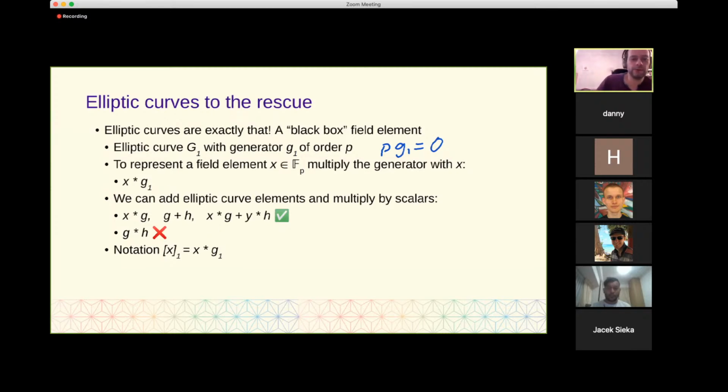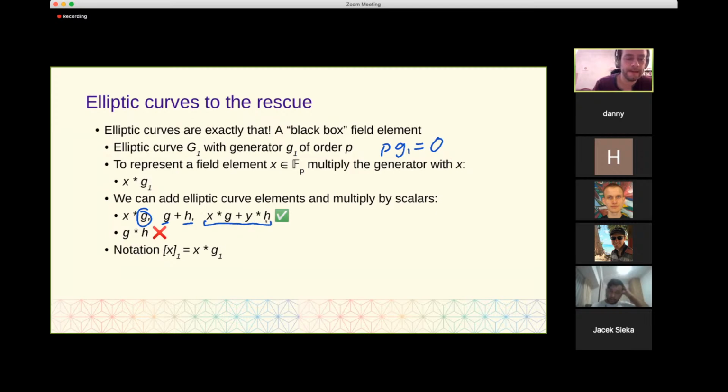To represent any field element in FP, you multiply the generator with X, so X times G1. G here is G1, like any element in the group, and so is H. So you can compute X times G for any element. You can add two different elements, like if G is an element and H is an element, you can add G plus H, and you can compute these linear combinations, X times G plus Y times H.